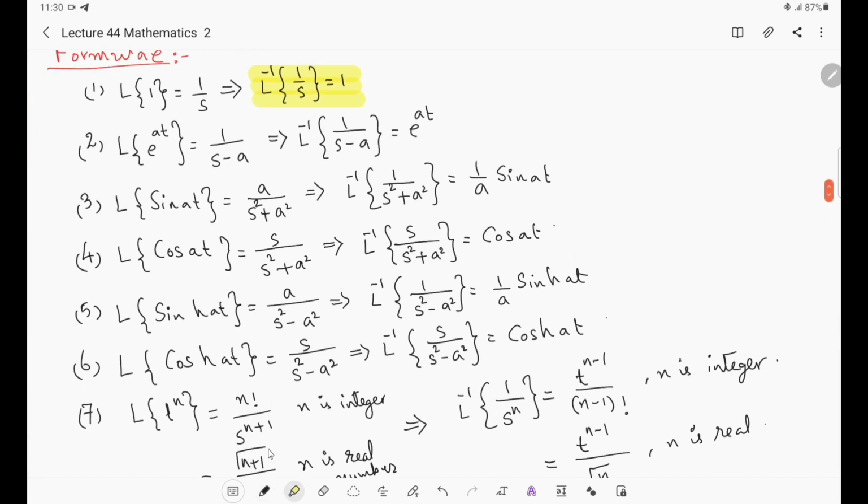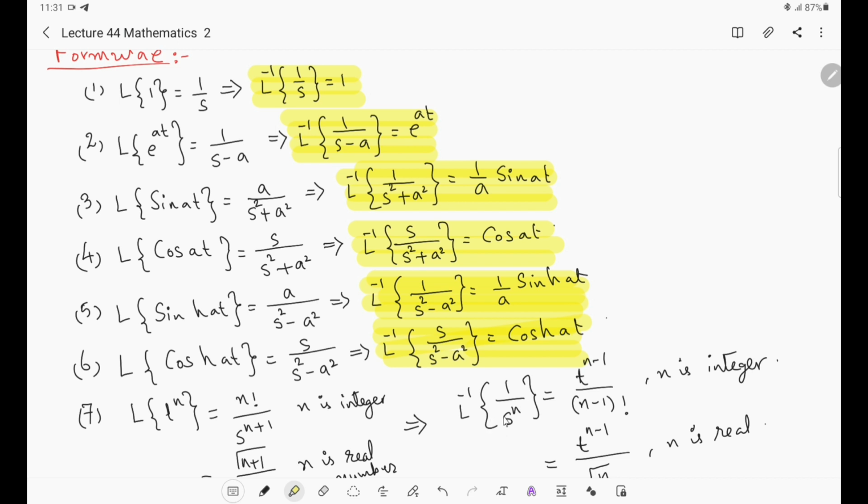First one is Laplace inverse transform of 1 by s is given by 1. Second formula is Laplace inverse transform of 1 by s minus a is given by e power at. The third one is Laplace inverse transform of 1 by s square plus a square. This is given by 1 by a sin at, and Laplace inverse transform of s by s square plus a square is given by cos at. Then Laplace inverse transform of 1 by s square minus a square is given by 1 by a sin h at. Then Laplace inverse transform of s by s square minus a square is given by cos h at.